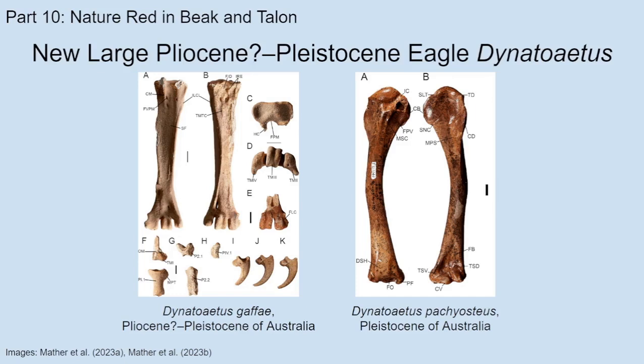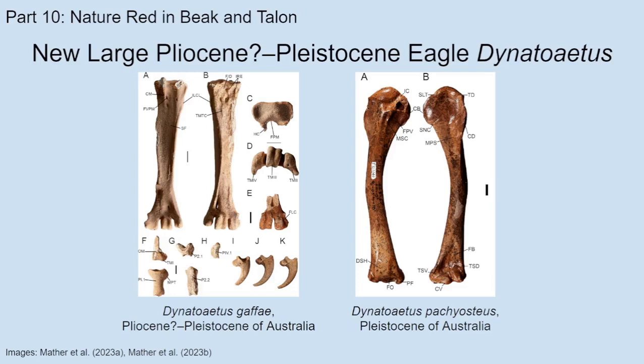And probably not coincidentally, because as mentioned earlier, Dinotoetus, both species were probably taking larger prey than the wedge-tailed eagle today, at least on average. And so they would have gone after things like the young of giant marsupials, or weakened adults of those giant marsupials, and also giant flightless birds as well. And so when those large terrestrial animals died out, probably these two large eagle species went with them.